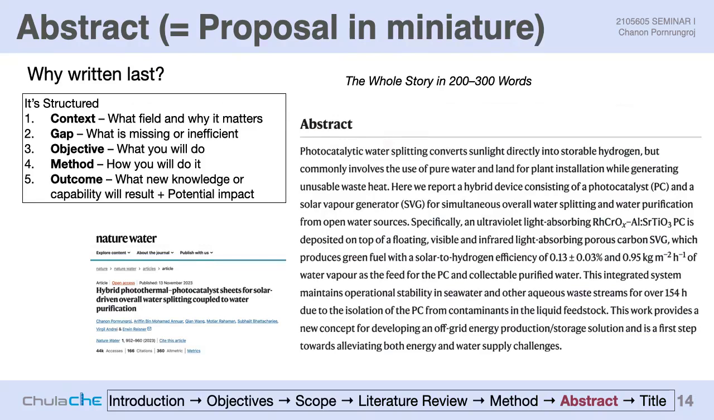The next part is the abstract. Has anybody here written a paper before? Abstract, in the context of your research proposal or thesis, is a summary of what you write in the whole document. It is similar to the concept of the introduction. Start from the context, the gap, the objective, the approach, the method you will use, the expected outcome.